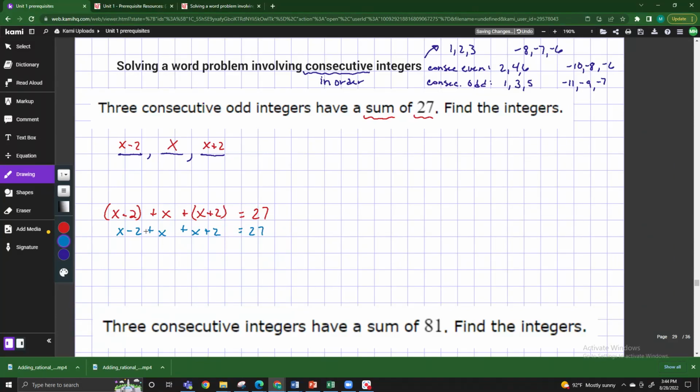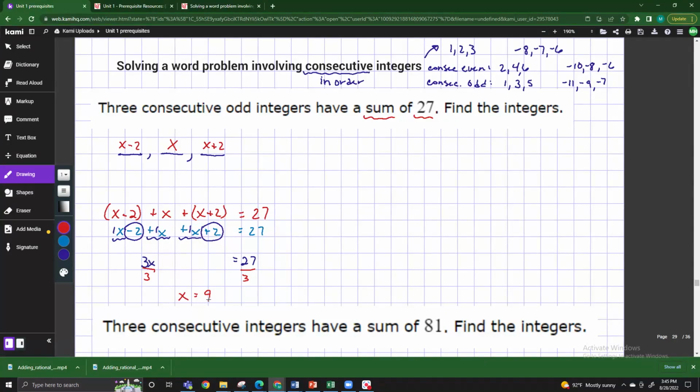Now I've got to combine like terms. So I have my x's. There's 1, 2, 3 x's, because remember there's coefficients of 1 in front of each one of those. So I have 3x, and then I have a minus 2 and a plus 2. So those actually cancel out. So 3x equals 27. Ooh, this is not looking too bad. So divide by 3. Divide by 3. x equals 9. So actually what's going to happen is that middle number is the same thing as the mean. It is the average of all of my numbers that I have.